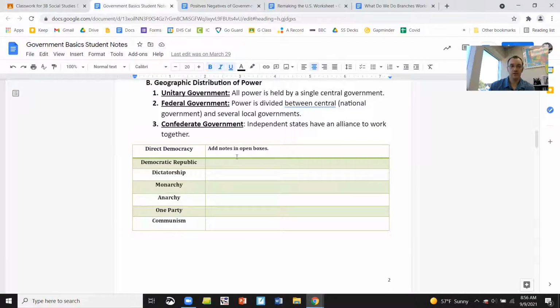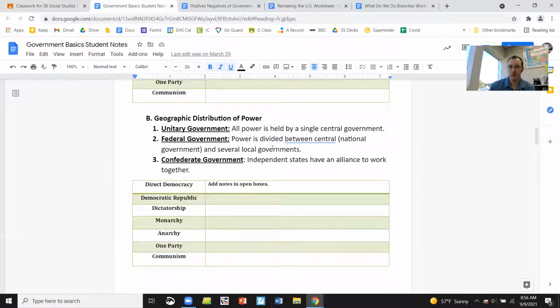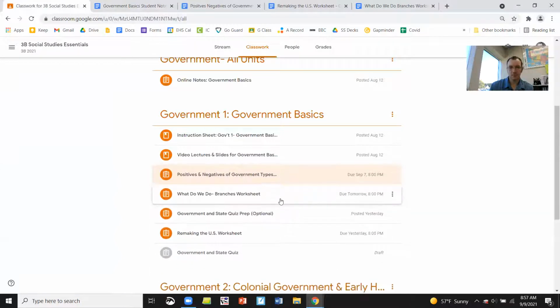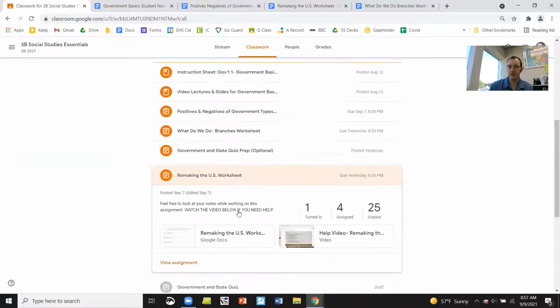Our second assignment focused on distribution of power. So we have a federal government where we have national, state, and local, but other countries like the United Kingdom have a unitary government that only has a national government. Or we used to have, before the United States was formed under the Constitution, a confederacy where states had more power. So our second assignment was the remaking the US worksheet.